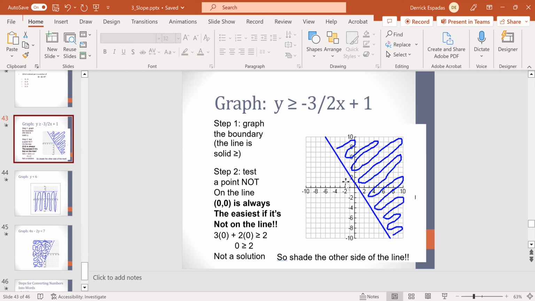I would love that. So in y is greater than or equal to -3 over 2x plus 1, we graph the boundary of the line. And then we test a point. We'll test 0, 0, and we replace the x and y with 0 to test it. If that is not a true statement, it's not the solution. 0, 0 would be on the left side of the line, so that means the right side is correct, and we shade in the correct side.